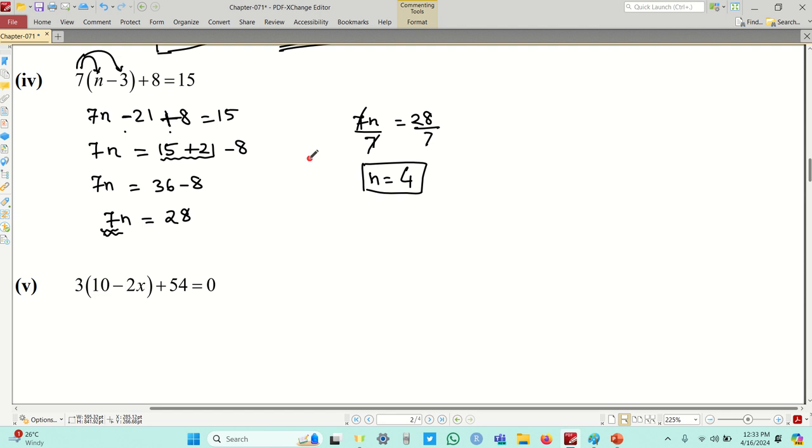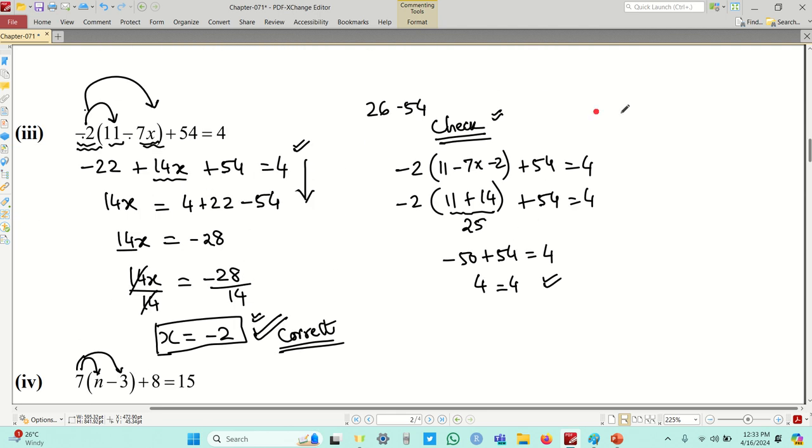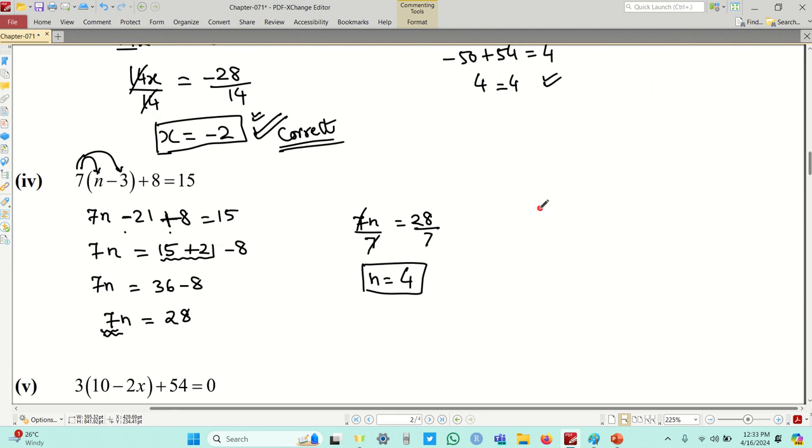Okay, class. So, this is how we need to practice. If you want to verify or check your answer, just do it like this. Okay, it is up to you.